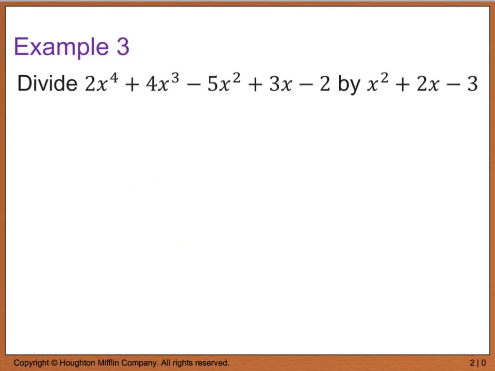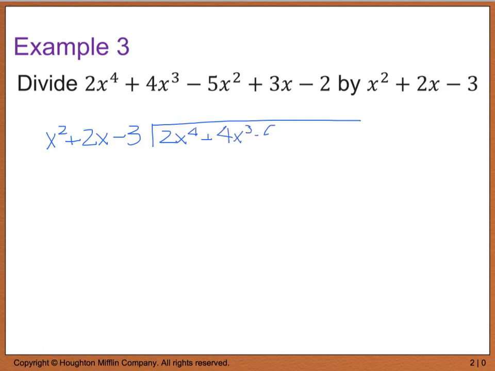Now for one a little bit more complicated, we want to divide 2x to the fourth plus 4x cubed minus 5x squared plus 3x minus 2 by x squared plus 2x minus 3. So the first thing I'm going to do is rewrite this. So we have x squared plus 2x minus 3, and we're going to divide 2x to the fourth plus 4x cubed minus 5x squared plus 3x minus 2 by that stuff.